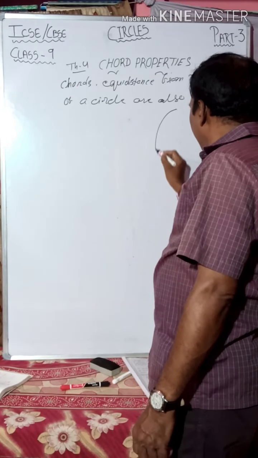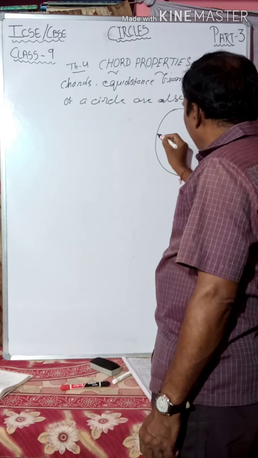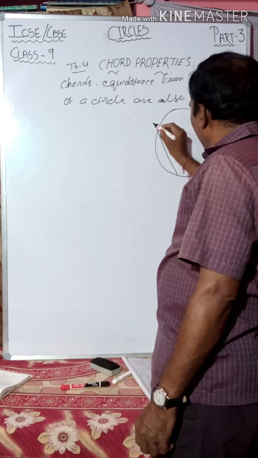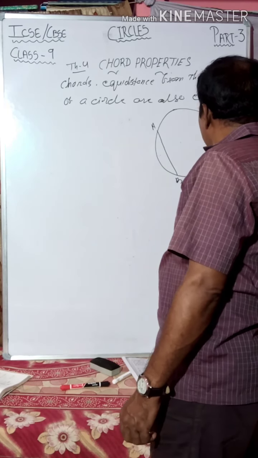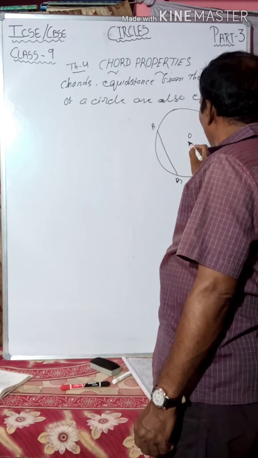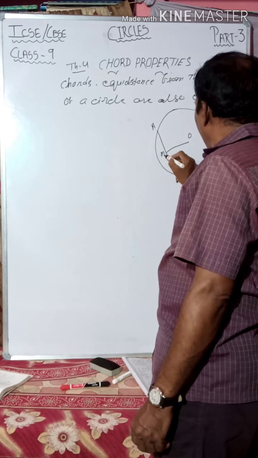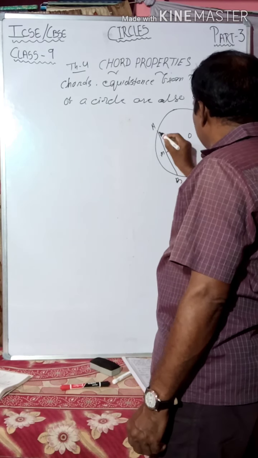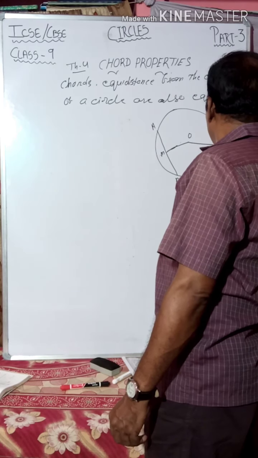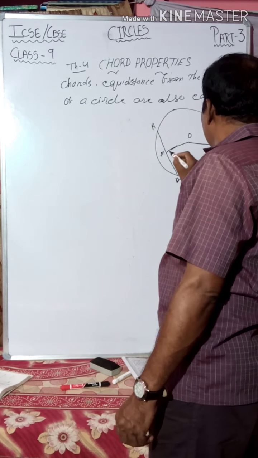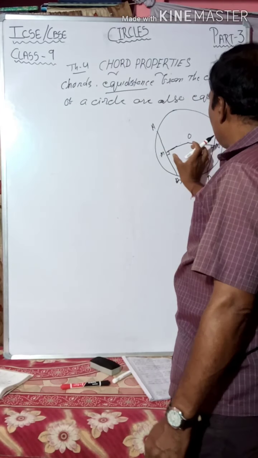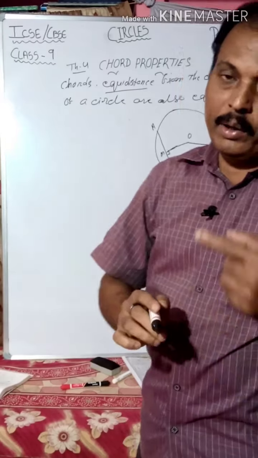Now draw a diagram. Here is a chord AB, another chord CD, and here is O. OM is perpendicular to AB; the distance from O to AB is OM. The distance from O to CD is, let's say, ON, because distance is perpendicular. Chords being equidistant means OM is equal to ON, which is our given.